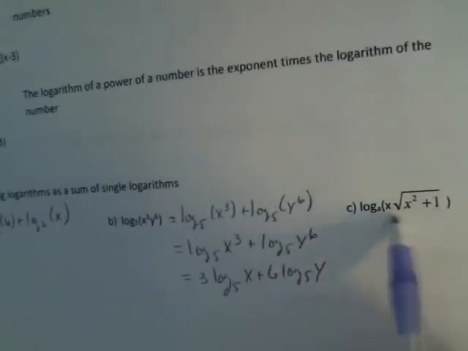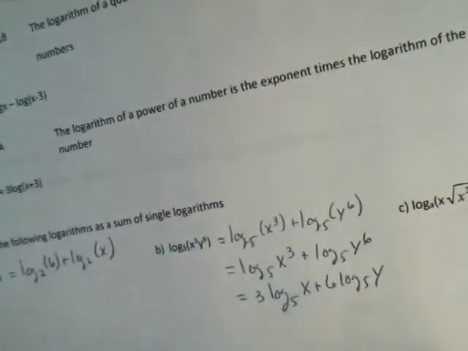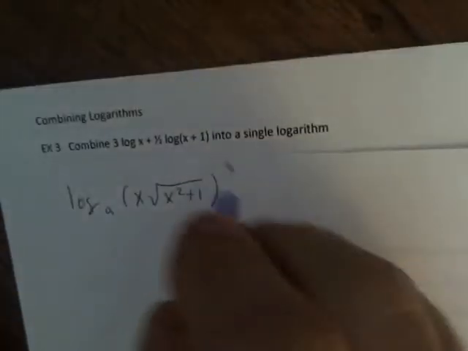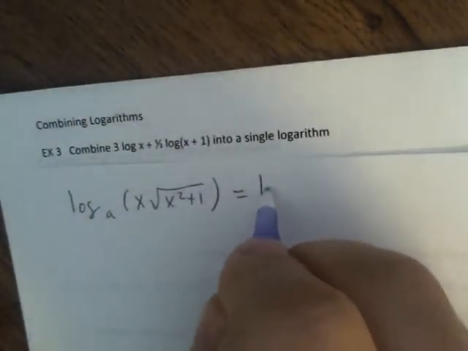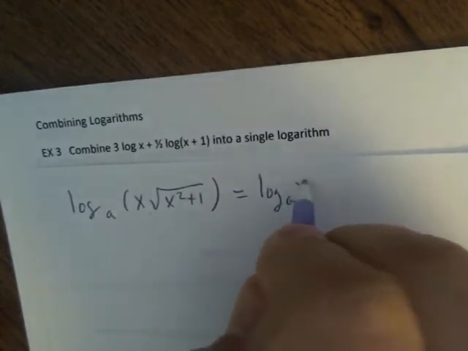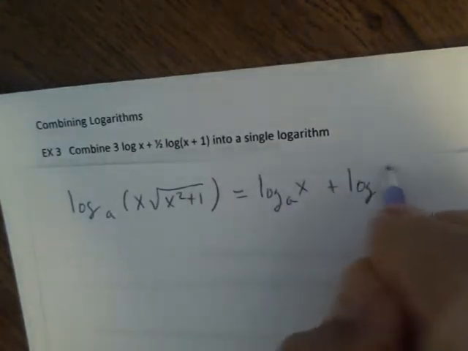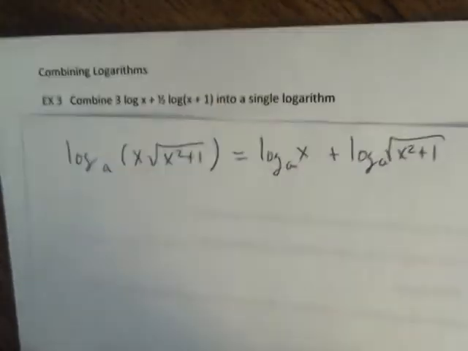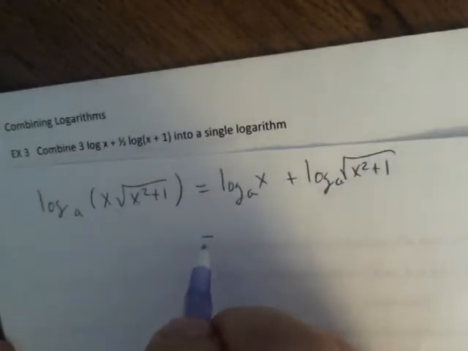The third one involves still a product, but we have a square root. So we're going to have to do something with that. And I'm going to take this one on the back of the page, just because I'm not going to have room. So if I have log base a of x times the square root of x squared plus 1, I'm going to use law 1 to take the log of the product into the sum of individual logarithms. And I'm just going to keep working with this.